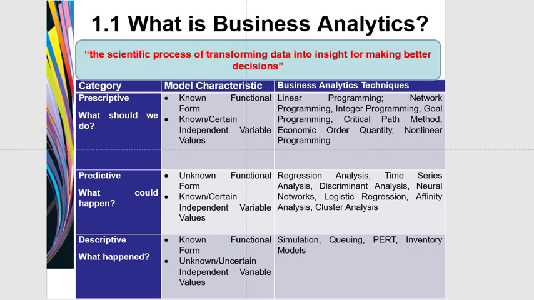When you're looking at model characteristics, the modeler must ask themselves, do I know the nature of the relationship? In the example I've just given, we know the nature of the relationship because you are determining profit by deducting cost from revenue. The second consideration when you're determining the type of business analytics is whether you know the values of the independent variables in that decision situation.